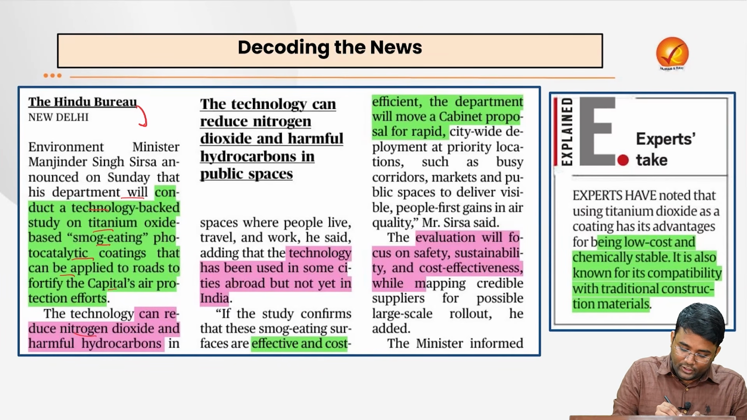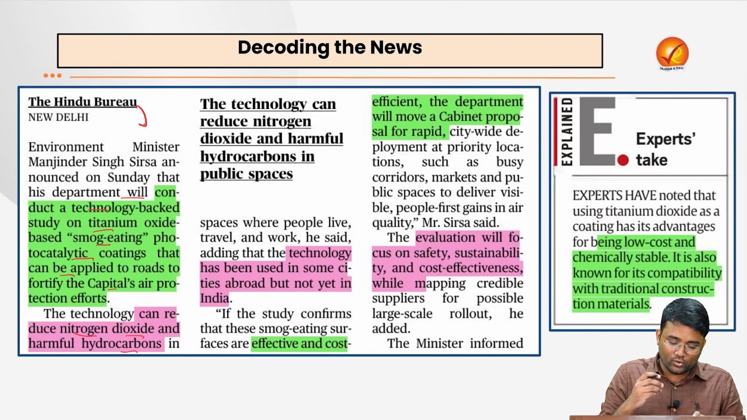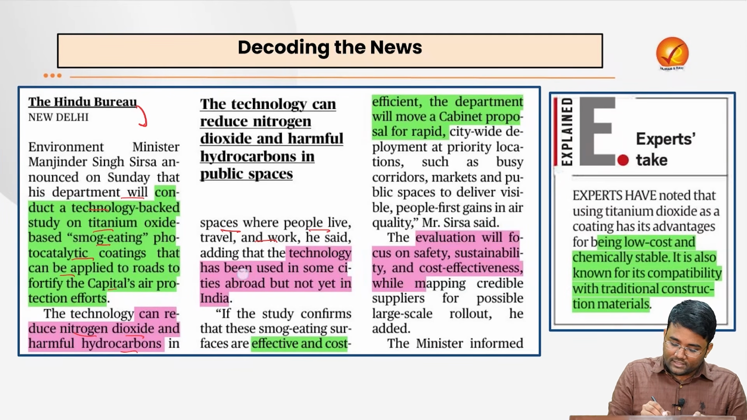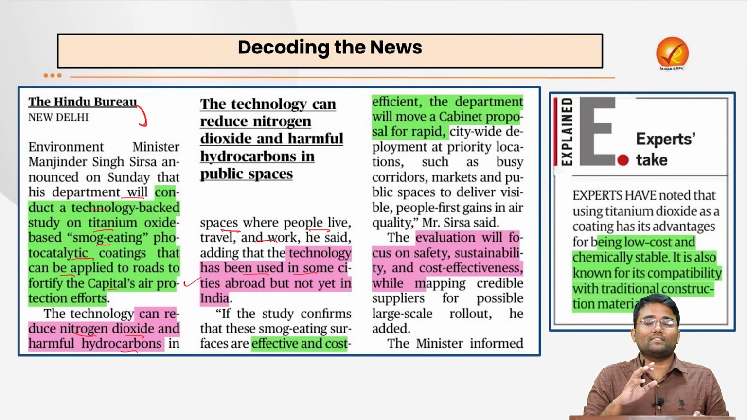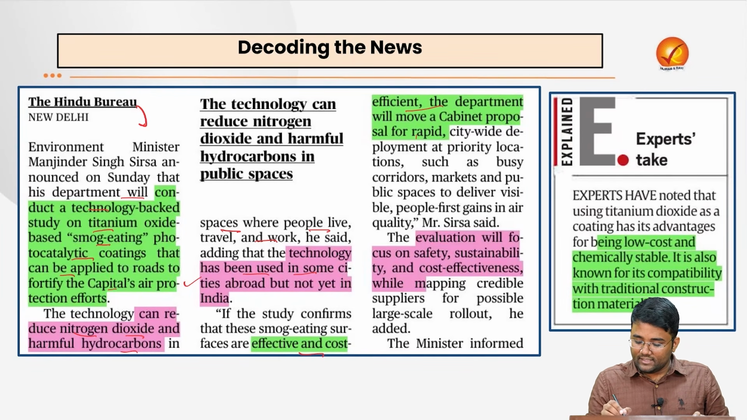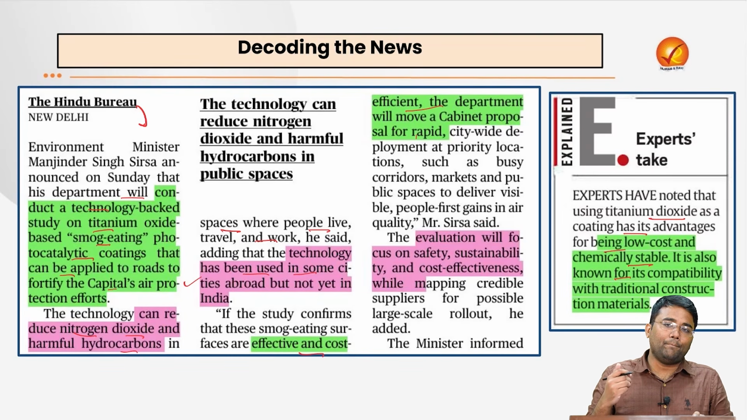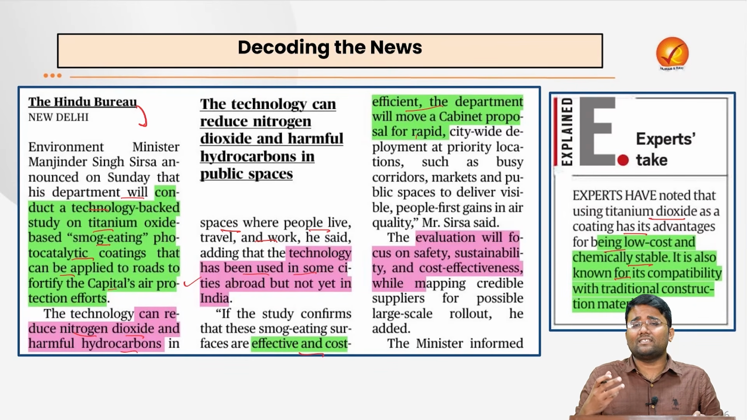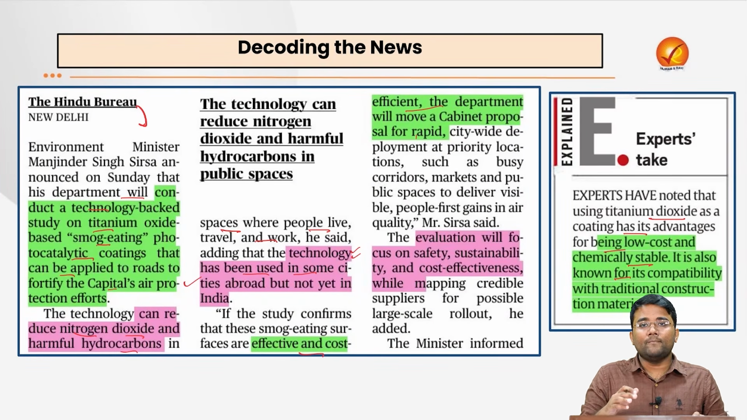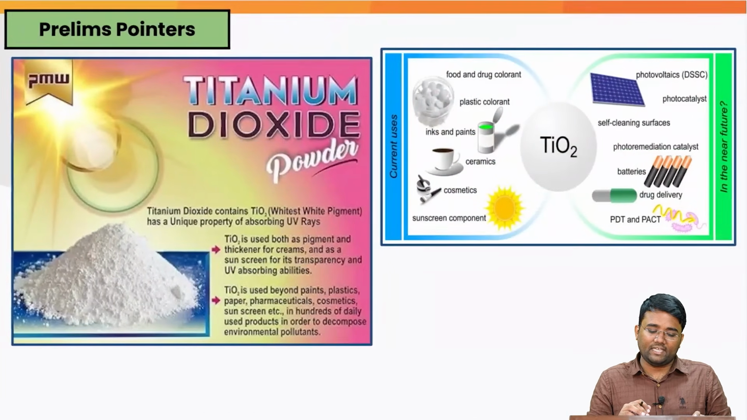This technology can reduce nitrogen dioxide and harmful hydrocarbons in spaces where people live, because it has good absorption capabilities. The technology has been used in some cities abroad, but as of now it is not in use in India. Also, this will be effective and cost efficient, and titanium oxide as a coating has its advantages of being low cost and chemically stable, and it is also known for its compatibility with various construction materials like cement, bricks, etc. The evaluation will first be done with regard to safety, sustainability and cost effectiveness, and after that it will come in front of the Cabinet of Delhi.